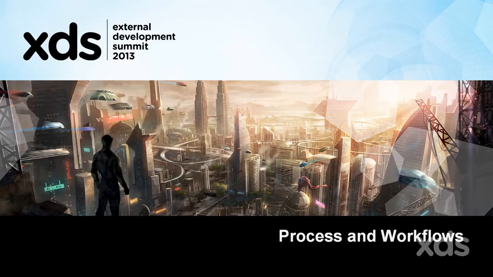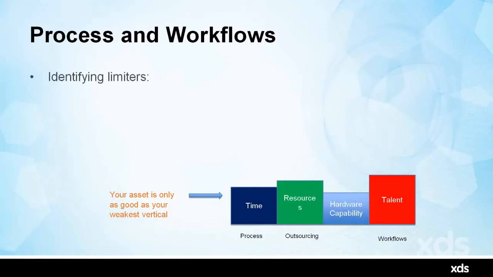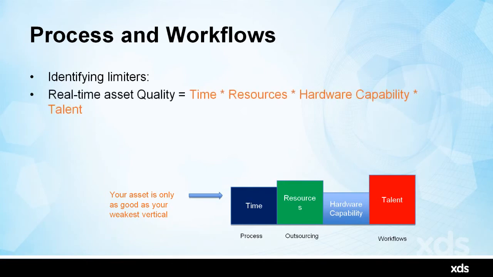So process and workflows. This is the stuff that I like to talk about. Your asset is only as good as your weakest vertical here. I like to think of it as 4 things that affect your ability to create a quality asset. You have process, time and resources, hardware capability, and talent. So you have to identify the limiters. These are the 4 things that affect an asset in terms of real-time asset, because hardware capability is a little bit less of an issue for film, but still there.